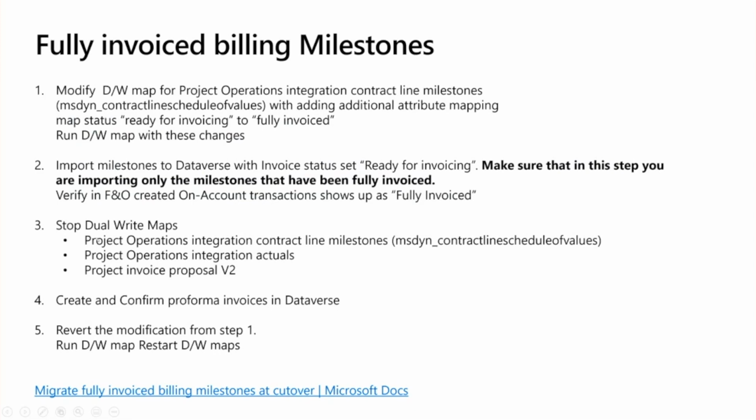transactions. Then we're going to stop the dual-write maps for contract line milestones, for integration actuals, and for invoice proposals. And basically, we're going to create and confirm pro forma invoices in Dataverse. Since we don't have dual-write maps, nothing will be synchronized to finance and operations, so our finance and operations is not touched. And once that step is done, we're going to revert all the dual-write maps and restart them.